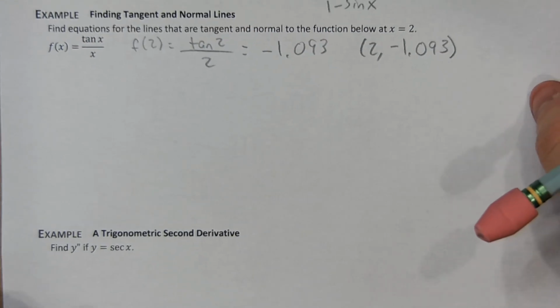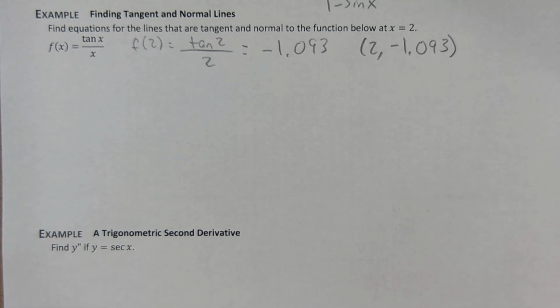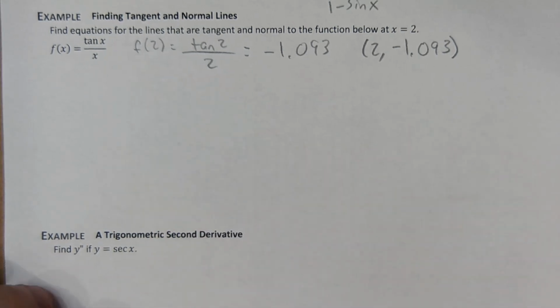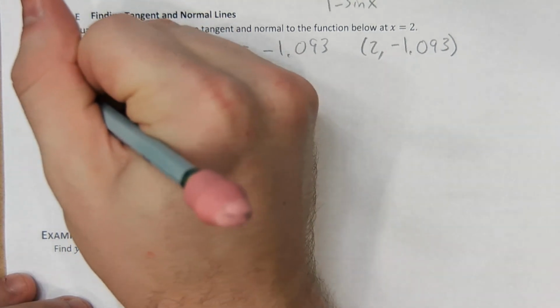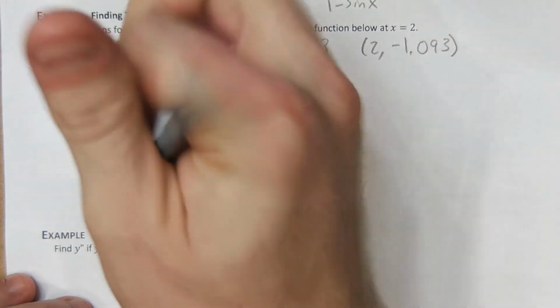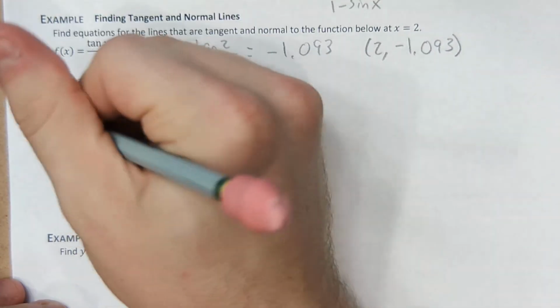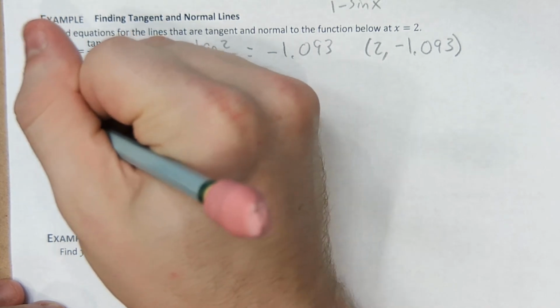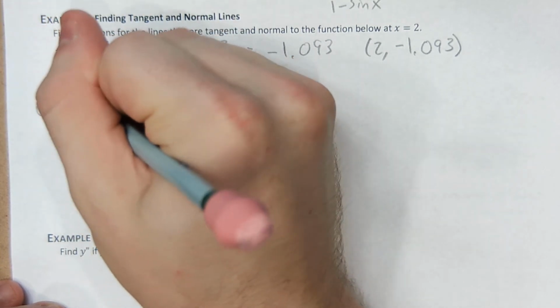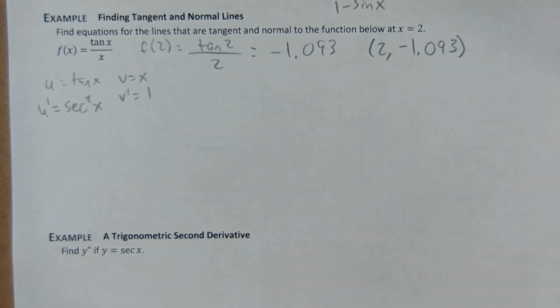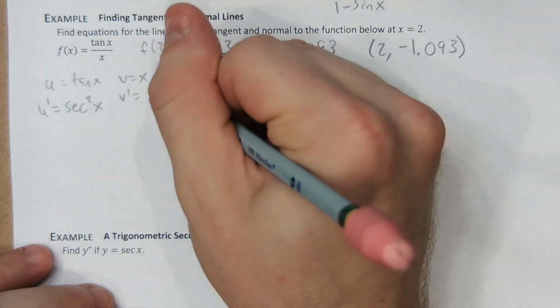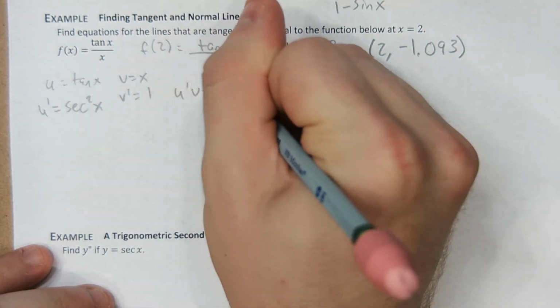Okay? And now all we need to know is our derivative. Crud! Have to do the quotient rule again. U is tangent x. V is x. At least the derivative of v is easy. V prime is just 1. U prime is secant squared x. And we fill out our quotient rule. U prime v minus u v prime all over v squared.